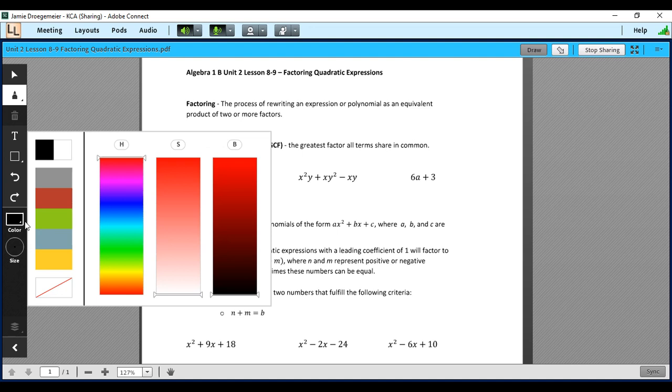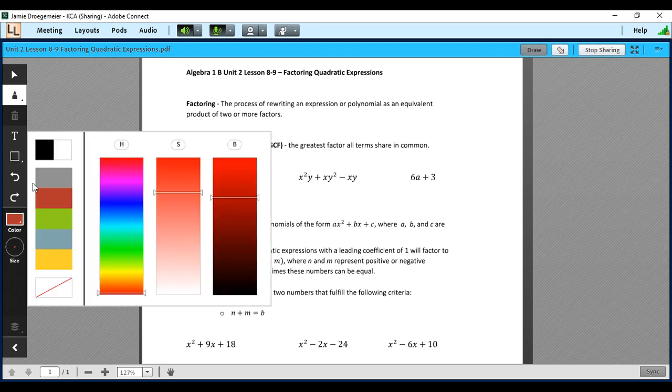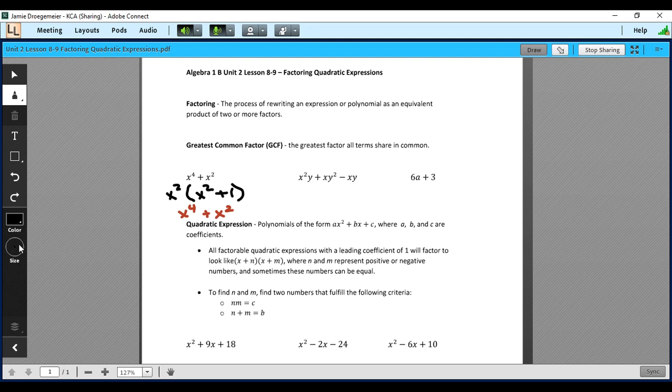Now, the nice thing here is we can also check our factoring to make sure that it works by going back the other direction. If I multiply x squared times (x squared plus 1), remember we talked about the distributive property, x squared times x squared is x to the 4th, x squared times 1 is x squared. That gets me back to where I started with that original expression that they gave us.